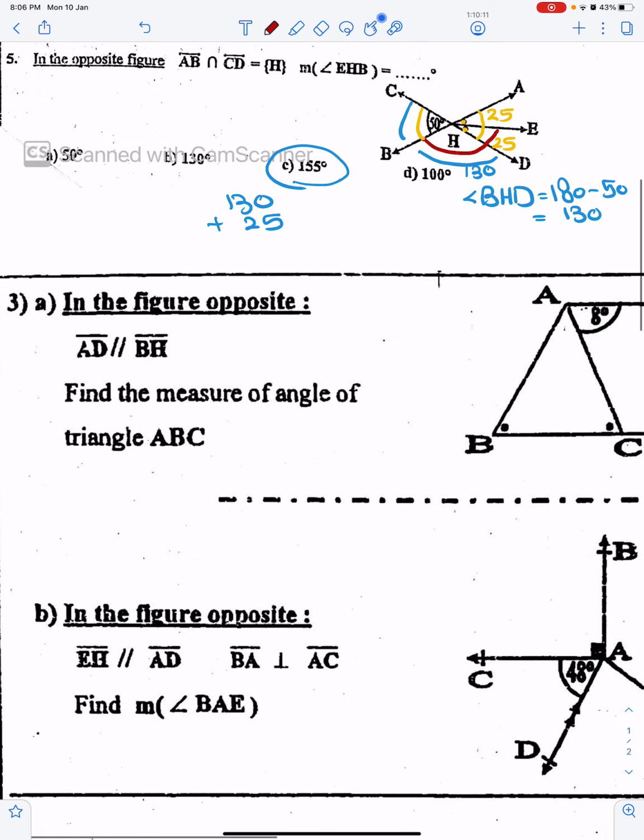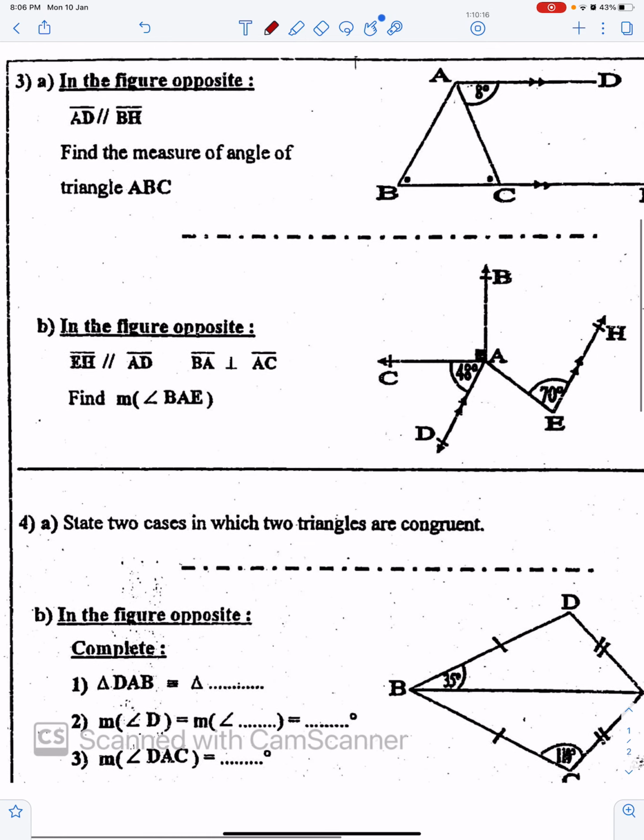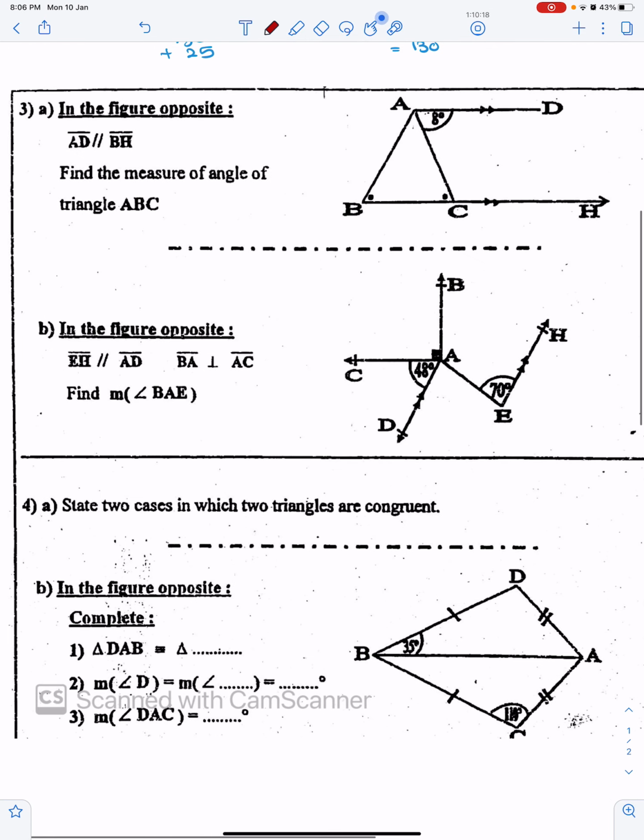Okay. Number 3. Here, AD is parallel to BH. They are two parallel lines. He wants the measure of the angles of triangle ABC, all of the angles of the triangle. He wants this angle, this, and this one too. Take care that angle B is equal to angle C. Okay?